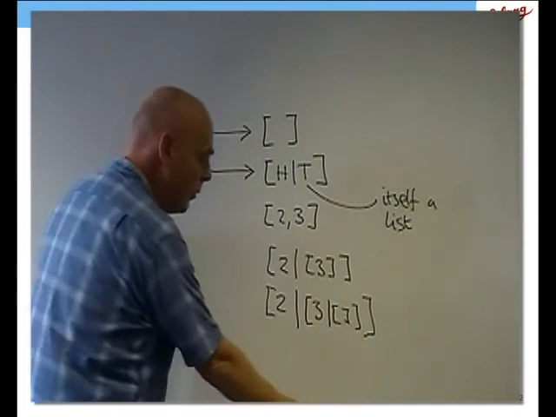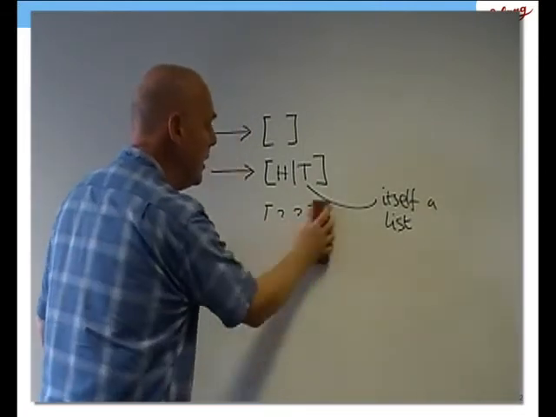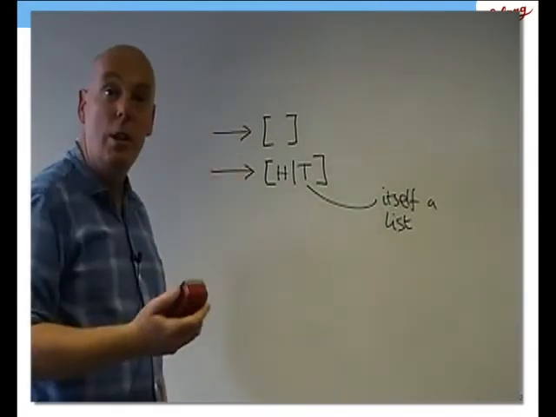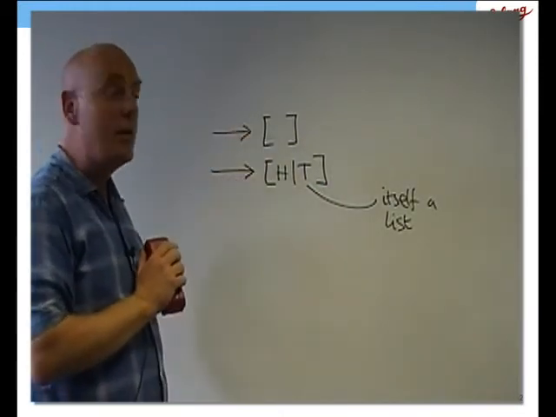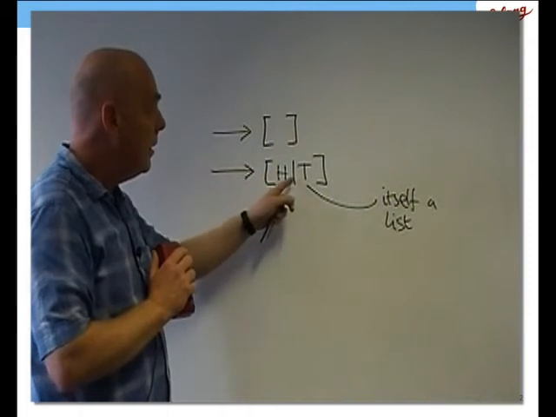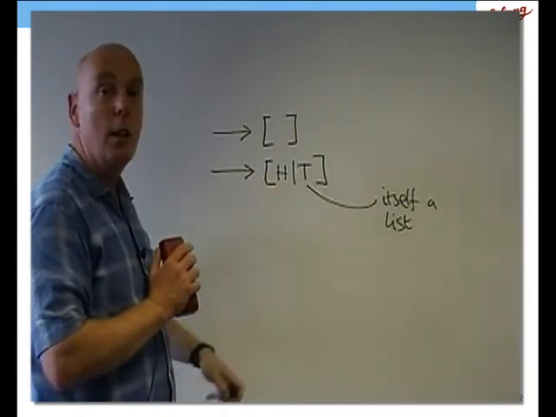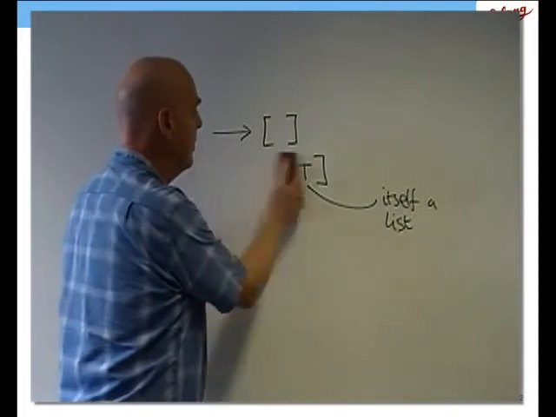So that's the pattern that we'll see when we start writing functions that work over lists. We'll either have an empty list or we'll have a head, which is an element, and a tail, which is itself a list.